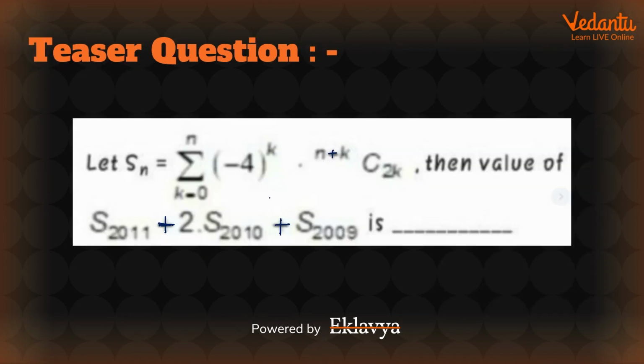Now coming to this teaser question, I think it is a little blurred, but I hope you will be able to understand it. Sn is the sum from k equal to 0 to n of minus 4 raised to the power k into n plus k C 2k. Then find the value of S 2011 plus 2 times S 2010 plus S 2009.